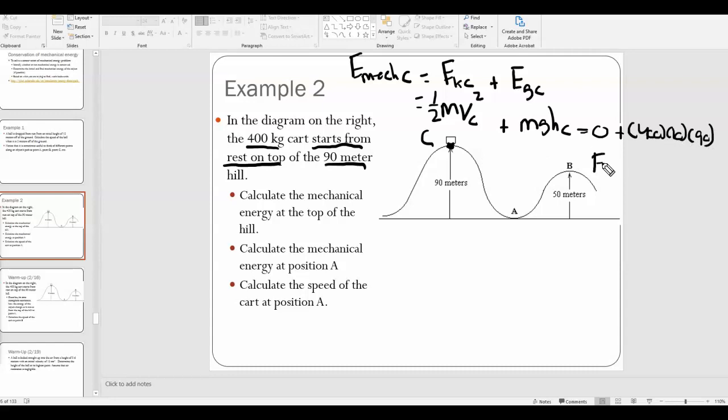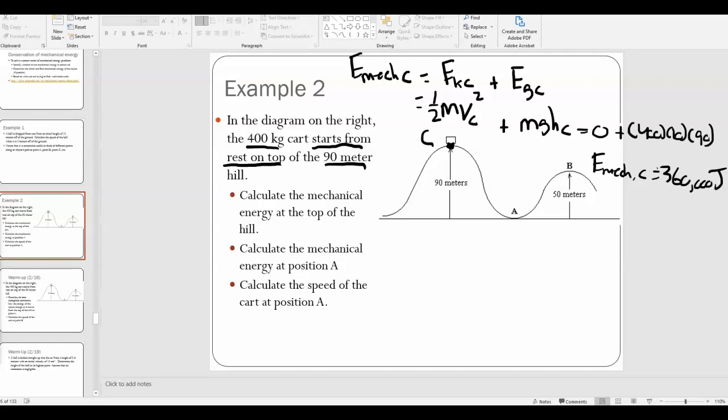Okay, and so E mech C, I would just type that into the calculator. I would do 400 times 10 times 90, and that would give me 360,000 joules. Okay, and that's the mechanical energy that the cart has at the top of the hill. Now notice again, I didn't have to call it point C. I could have called it anything I wanted to, but that's the answer to the first question. Okay, so I found the mechanical energy at point C.